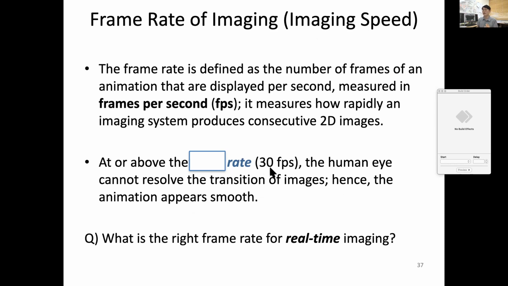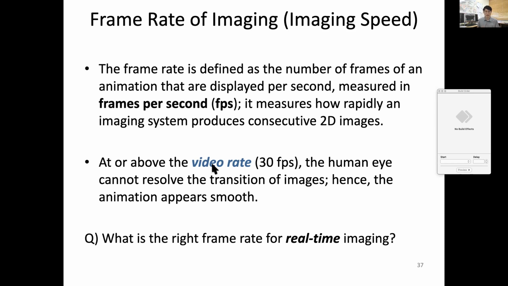That is about 30 frames per second. In the past, we also used 24 frames per second to make a movie. Even now there are higher ones, but at about 30 frames per second or higher, we call it a video rate because now we perceive it as smooth, as a natural animation.